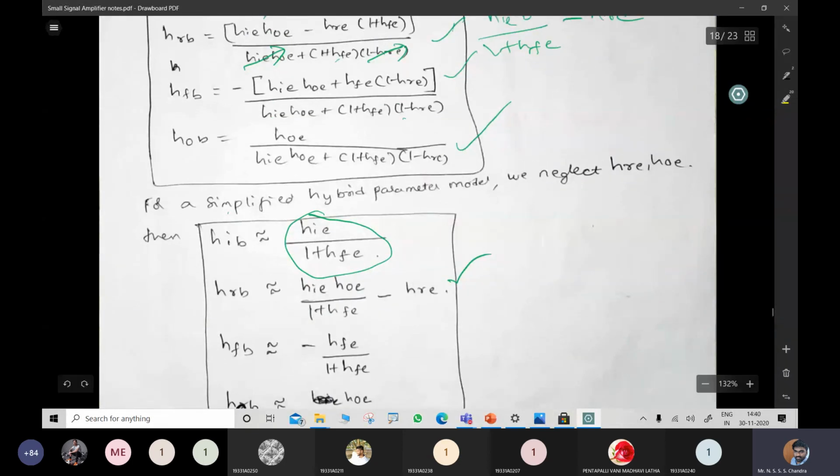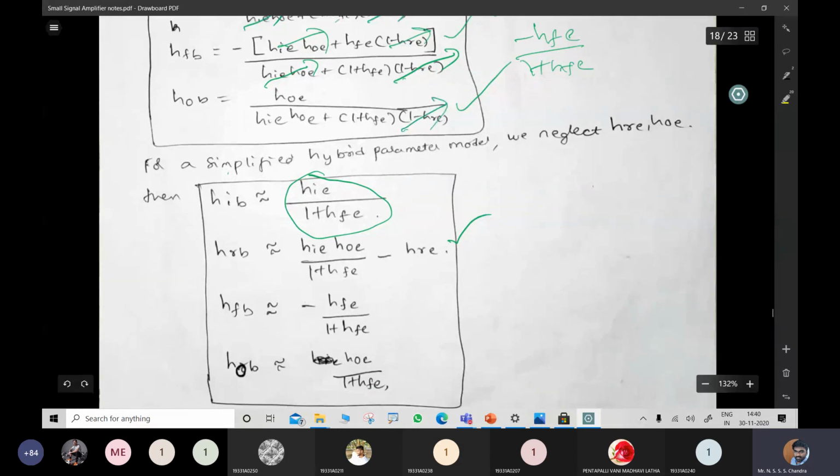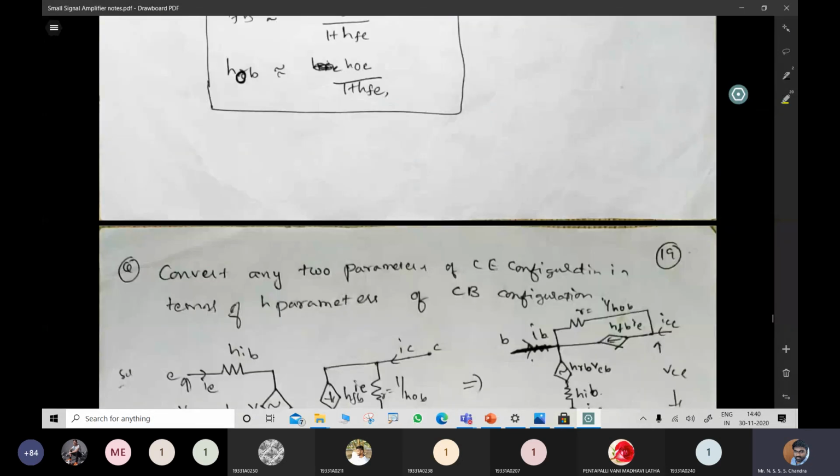Here also, if you remove the HRE term, you will be neglecting this. You will be left with minus HFE by 1 plus HFE. Then in this expression again, you are neglecting the 1 minus HRE value, HIE, HOE value. You'll be left with HOE by 1 plus HFE. So this derivation, from common emitter to common base, is done.